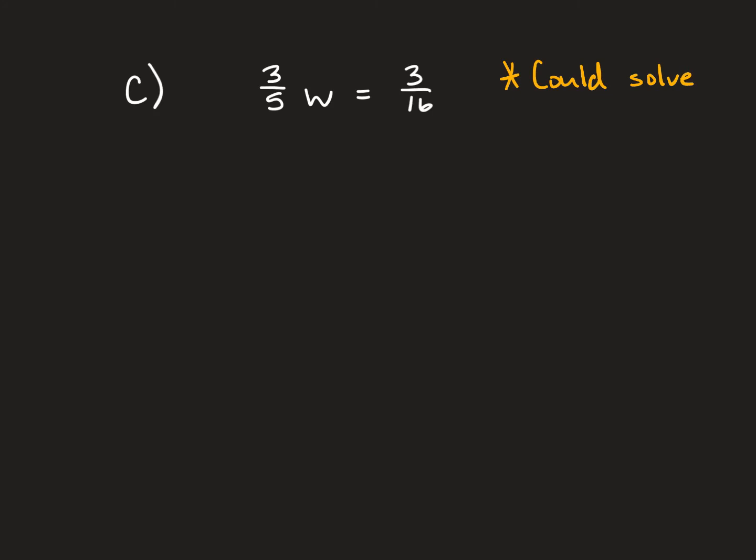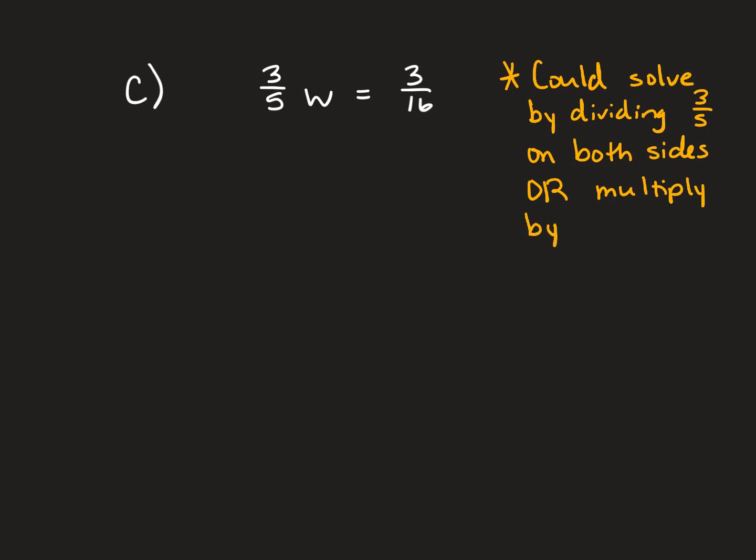solve by dividing 3/5 on both sides, or we could multiply by the reciprocal, which is 5/3. It's the flipped fraction. So you have a couple options here. Honestly, it's easier to just multiply by the reciprocal, so that's what we're going to do here.